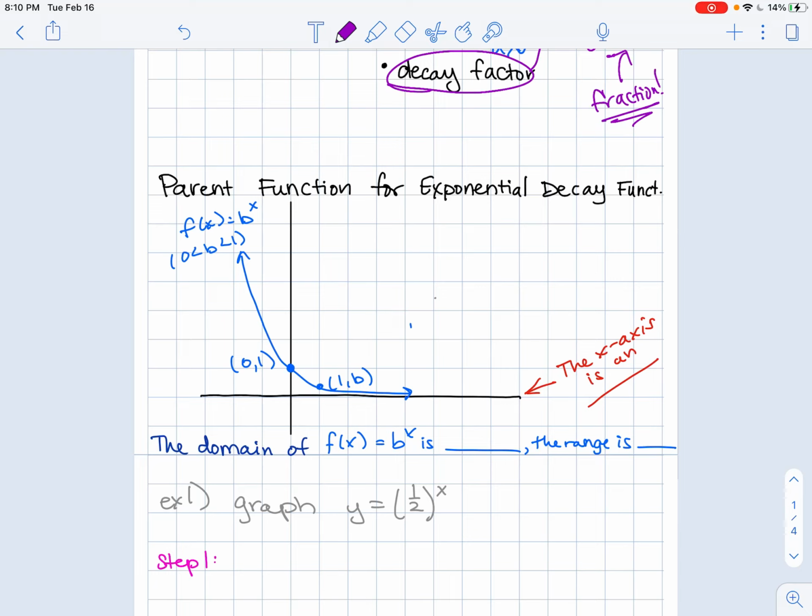So we know this is our exponential function. When the b value is a fraction, that's when we call it decay, meaning it's going to get smaller. Every exponential function goes through the point 0, 1. And then the next point we plug in is when x is 1, the value is whatever the value of b is. And then we know it gets flat as it goes, and so that means that the x-axis is an asymptote.